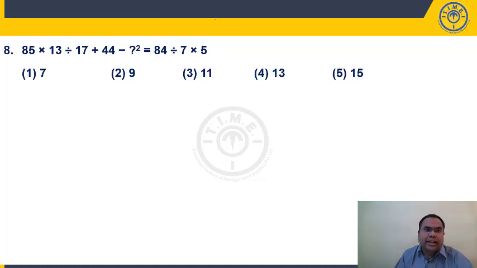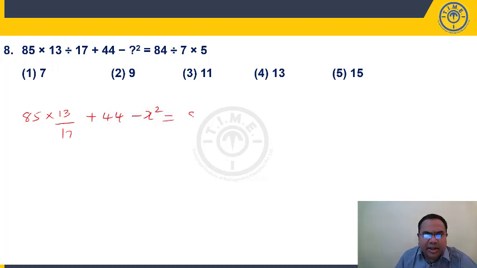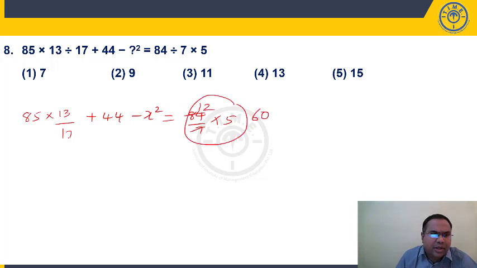Eighth question. Again you can see division plus. So first division, students, here 85, I'll write like this, into 13 by 17 plus 44 minus x square is equal to 84 by 7 into 5. 7 goes 12 times, so 12 into 5, this is 60. 17 goes 5 times, 65 plus 44, 109. 109 minus 60 is 49 is equal to x square.